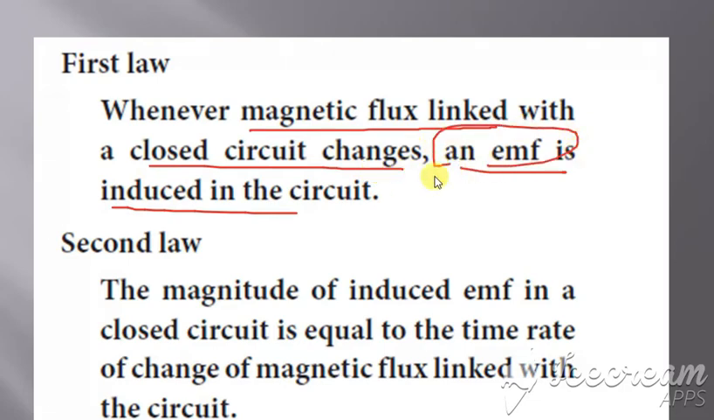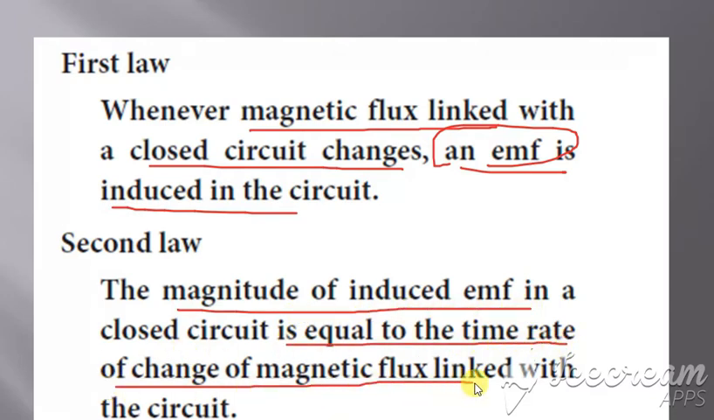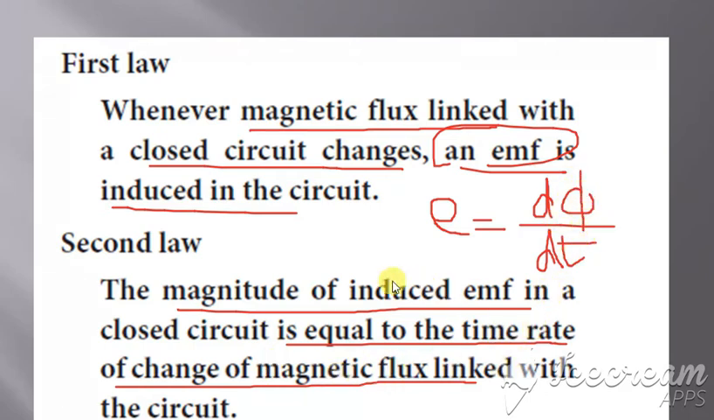EMF gets induced. Okay. Then the second one is the magnitude of the induced EMF is equal to the time rate of change of magnetic flux. Okay, so the magnitude of induced EMF is given by E. That is equal to the time rate of change, given by d divided by dt of magnetic flux. Magnetic flux is given by phi. So E is equal to d phi divided by dt.